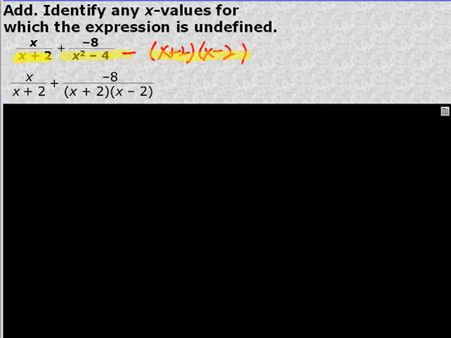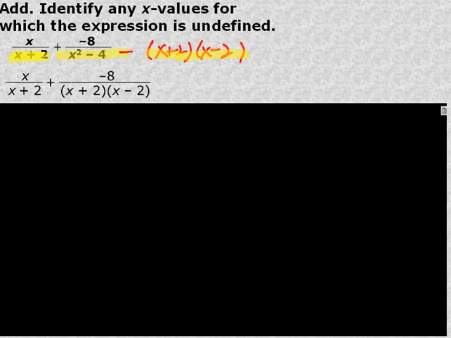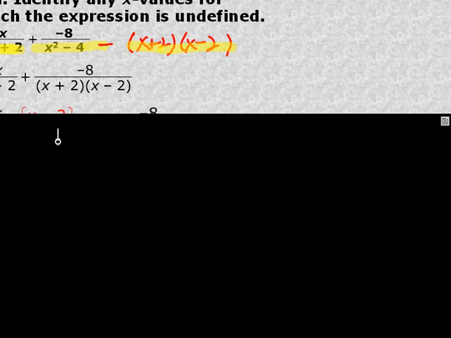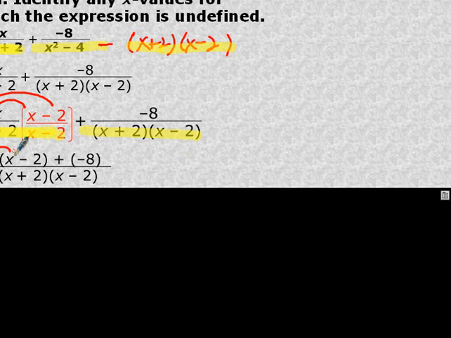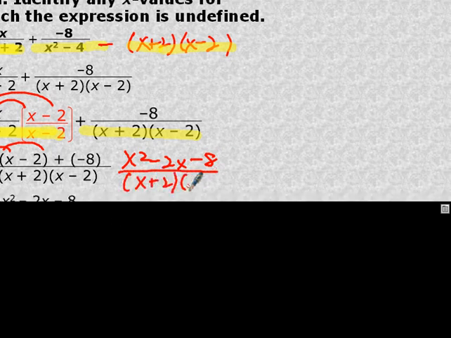We're going to have to multiply this one. Let me move that over a little bit so I get more room here. So this one is going to need to be multiplied by x minus 2 over x minus 2. And that's what they've done here. So now this becomes the greatest common denominator, and now they both have the same denominator. We're going to distribute that, and just add the tops. So that's going to be x squared minus 2x minus 8 over x plus 2, x minus 2.